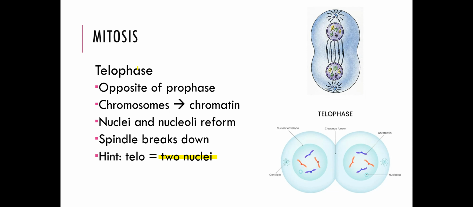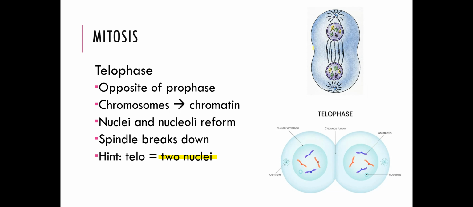So in telophase, it's kind of the opposite of prophase. So those three things that happened, we went from chromatin to chromosomes in prophase. Well, now we're going to go back to chromatin, the lesser condensed form. We're done with the division. The nuclei are going to reform, so I'm going to see the reformation of my nuclear envelope. And then we're done with the spindle. It's done its job, and so the spindle is going to break down. And so if you look at the pictures over here, okay, I see two new nuclei.